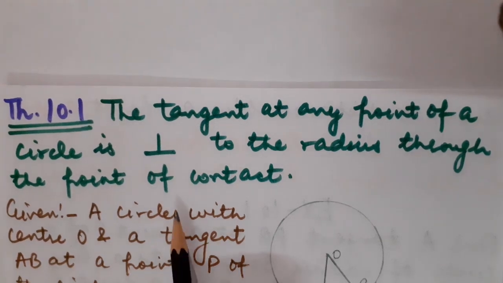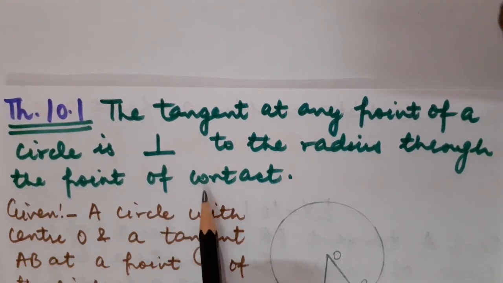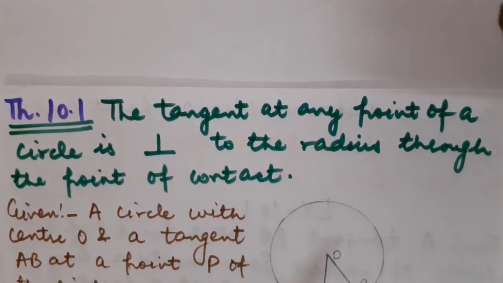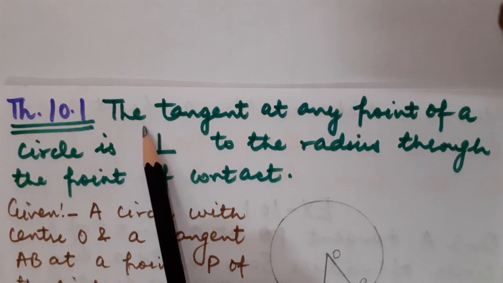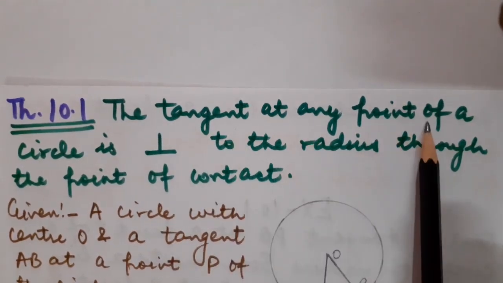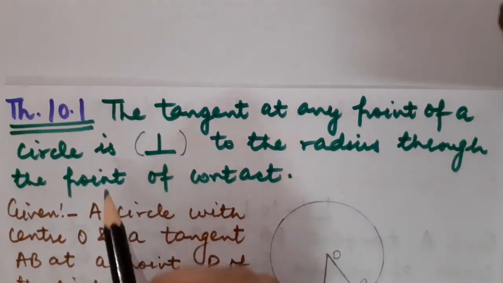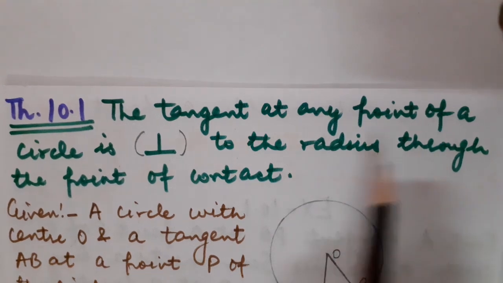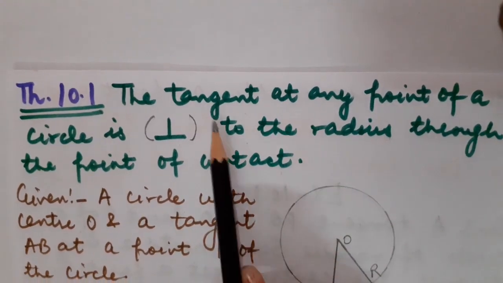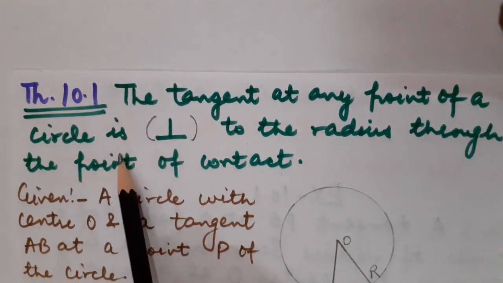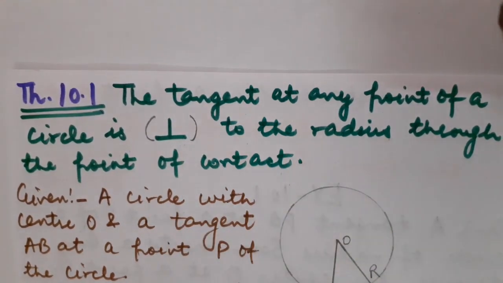Please be alert. This is a very important theorem. In fact, we are going to use this theorem while solving so many questions of circles. Fine, children? So what is the statement of theorem 10.1 from NCERT? The tangent at any point of a circle is perpendicular, this is the sign of perpendicular, to the radius through the point of contact. What is the theorem saying? That the tangent at any point of a circle is perpendicular to the radius through the point of contact. So let us start this theorem.